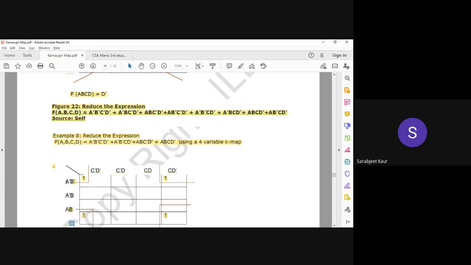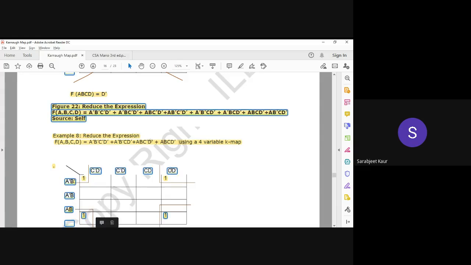So when I look at these two rows, what do I get? I get A dash and A, and A dash and A cancel out. So what am I left with? B dash. From here I'm left with B dash. Now let us look at the two columns which are involved. This and this: C and C prime cancel out, and what remains is D prime.